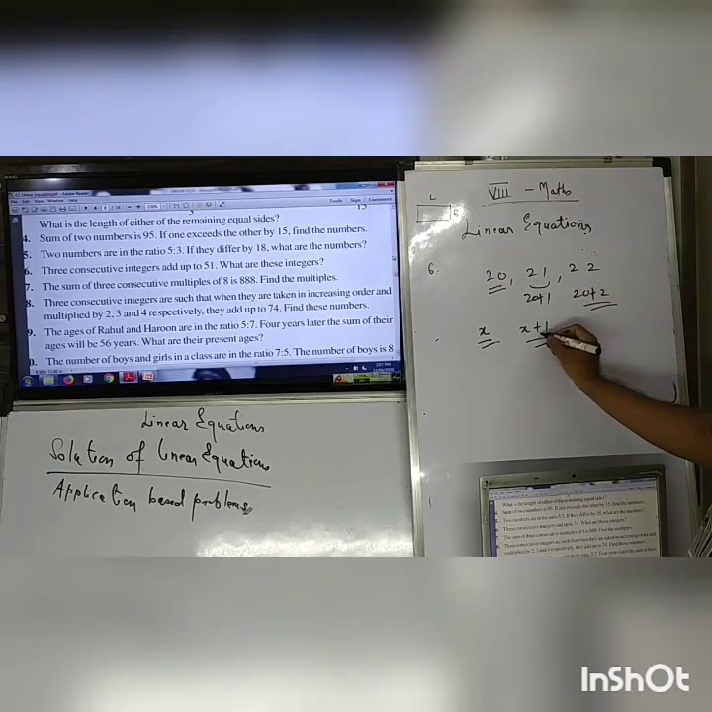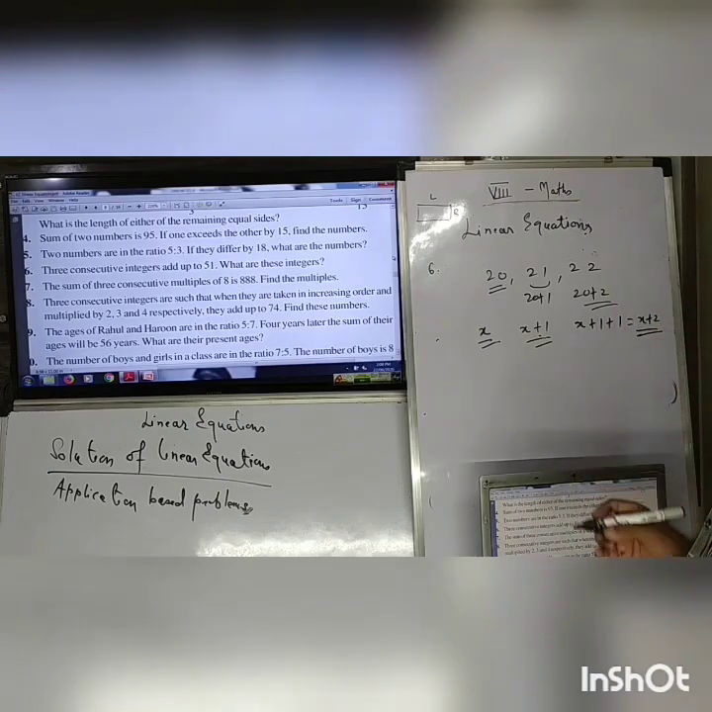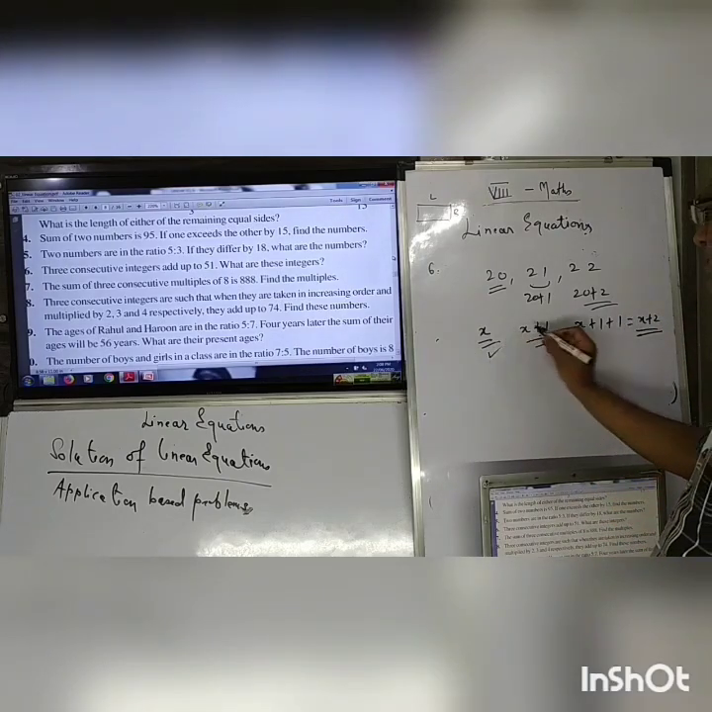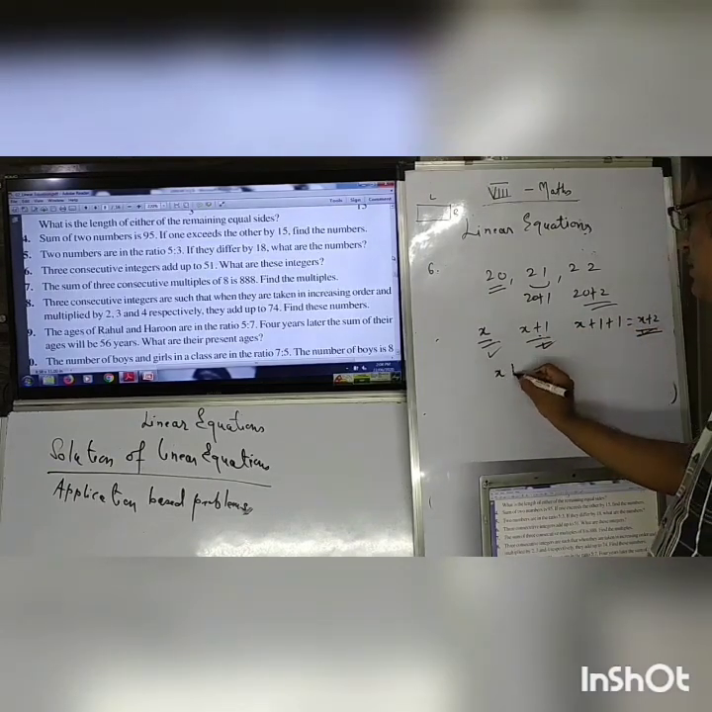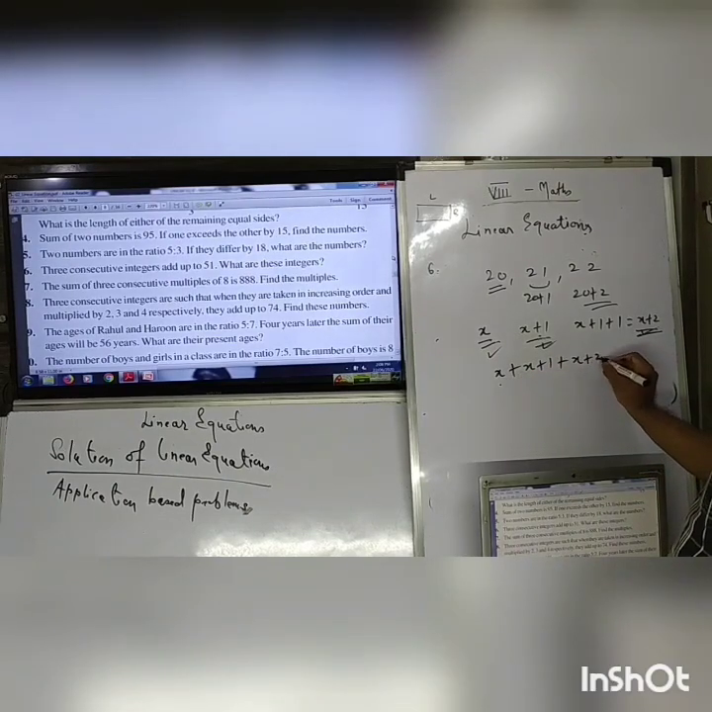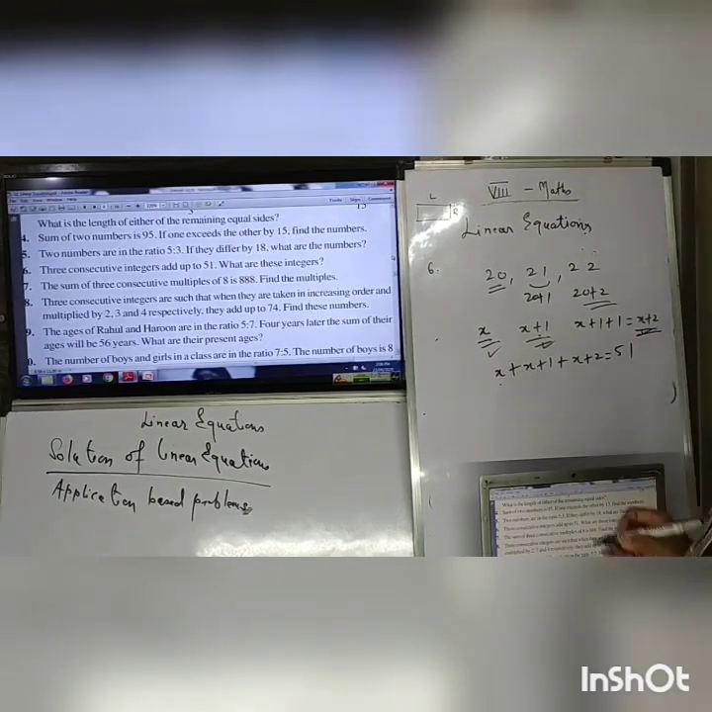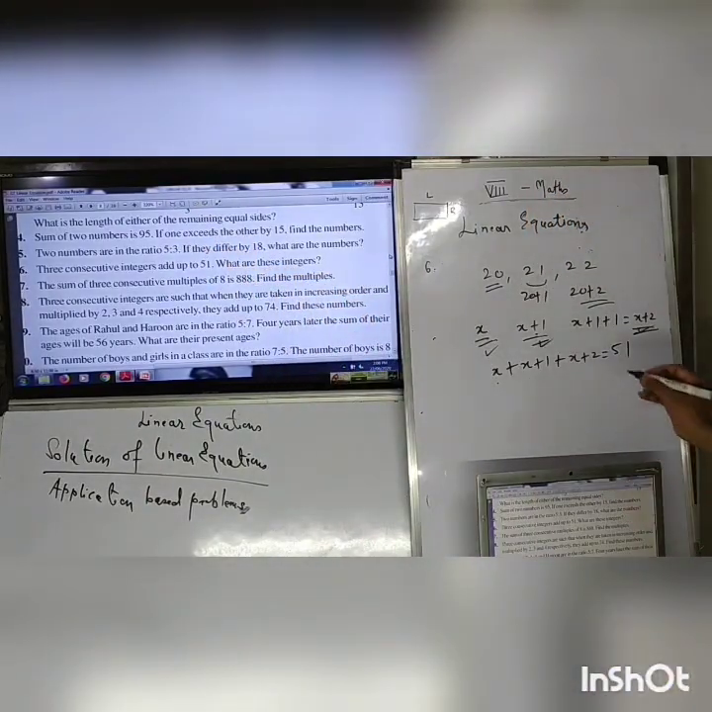Next integer, we have to add again 1 to this integer: x plus 1 plus 1, that is equal to x plus 2. Now these three integers are x, x plus 1 and x plus 2. Let us add these three integers: x plus x plus 1 plus x plus 2 is equal to 51. These three consecutive integers add up to 51.